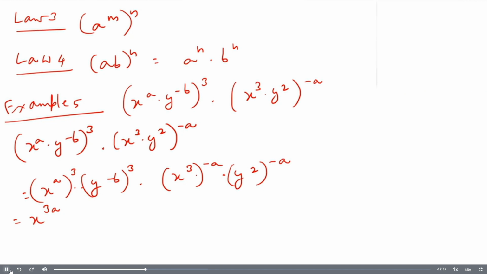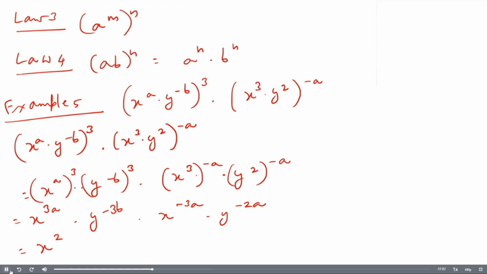So you have to multiply the power of x^a by 3. So it is x^3a into y^-3b into x^-3a into y^-2a. Now you need to bring this together. x and x are common bases. So add: a^m into a^n is a^(m+n).